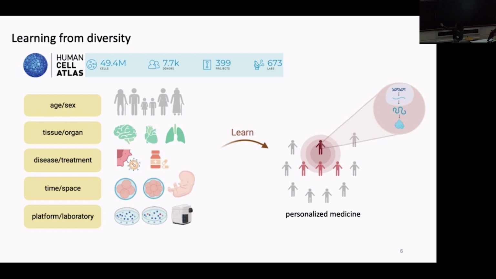And after learning about these differences, we can train these models to also predict, using, for example, generative models, the effect of some, I don't know, treatments on some patients. So, for example, what would happen if we give this treatment to this patient? How would the cells respond to that treatment?